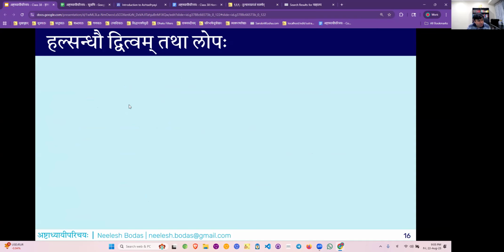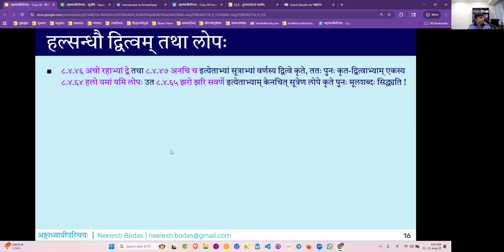So yada yada dvitvam kriyate, and dvitva is a purva step. It comes in a previous step before the lopa step. So yada yada dvitvam bhavati tada tada dvitvadanantaram punah lopah sambhavati. This is how these things are structured.